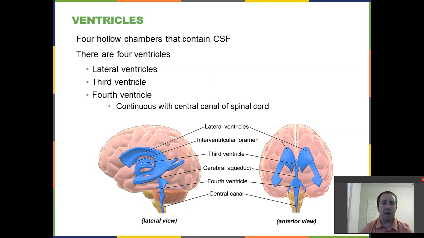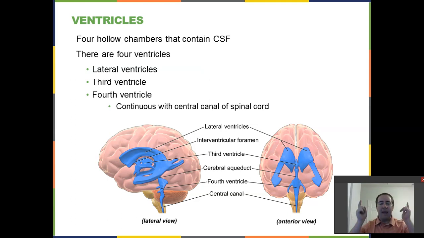We have the lateral ventricles, the third ventricle, and the fourth ventricle. You already learned about this in the lab, but we're going to cover it again. And so the lateral ventricles are bigger, much bigger than the others. They're called the lateral ventricles because they are on the sides. There's one in the left hemisphere, one in the right hemisphere.